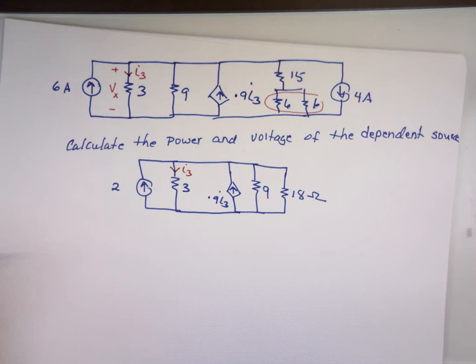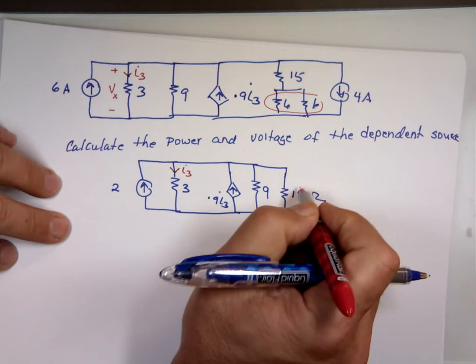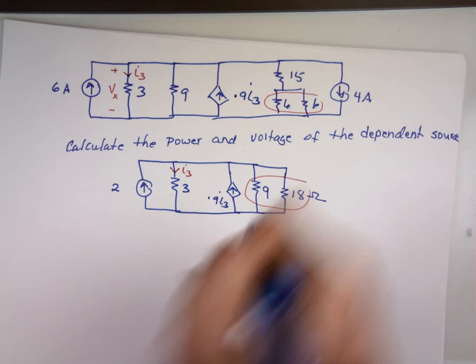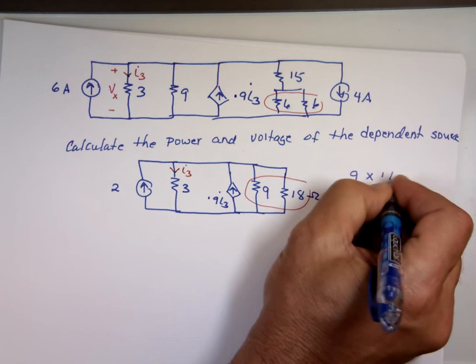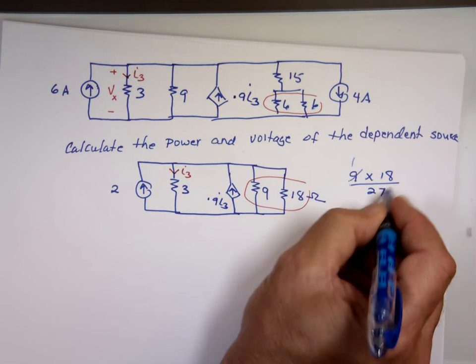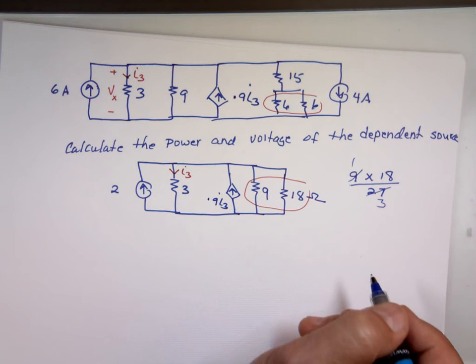Now I can take these two resistors and combine them into one. It doesn't change I sub 3. Product over the sum. Sum is what? 27? Would that give me a 6? 9 times 18 over 27. By 9, this is 1, that's 3. What's 18 by 3? 6. So now my circuit looks like this.